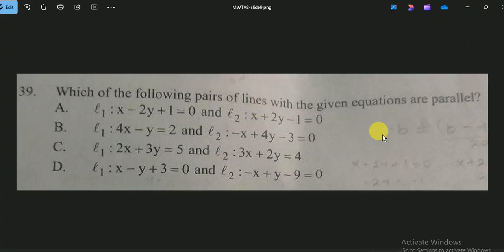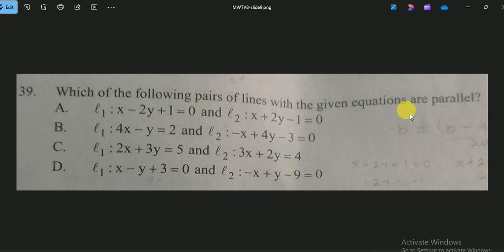Next, problem 39. Which of the following pairs of lines with the given equations are parallel? Four pairs of lines are given. Each choice contains a pair of lines, and which pair of lines are parallel? Two lines are said to be parallel if they lie on the same plane and if they never meet each other even if they are extended.